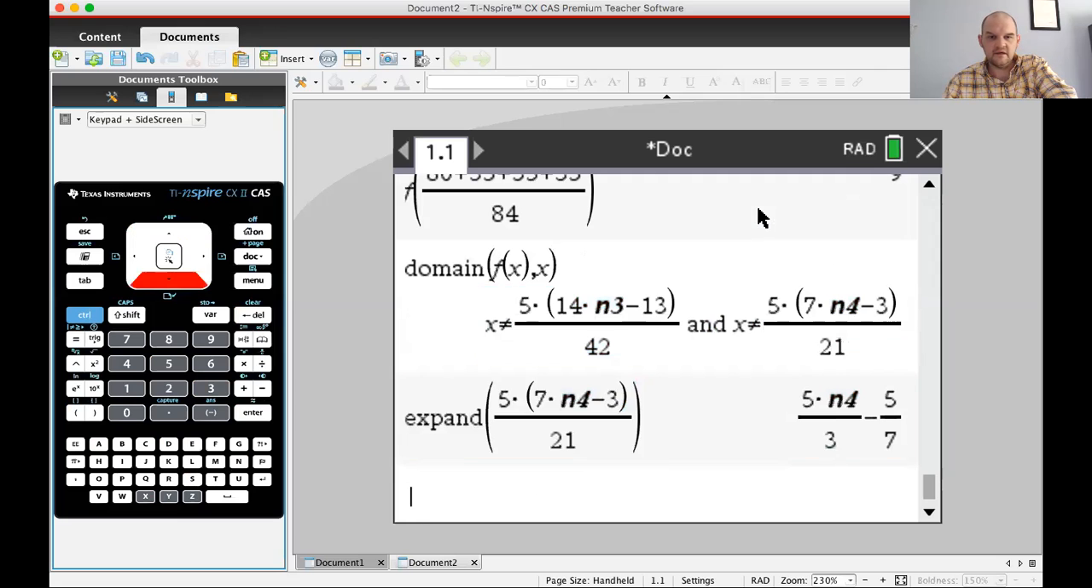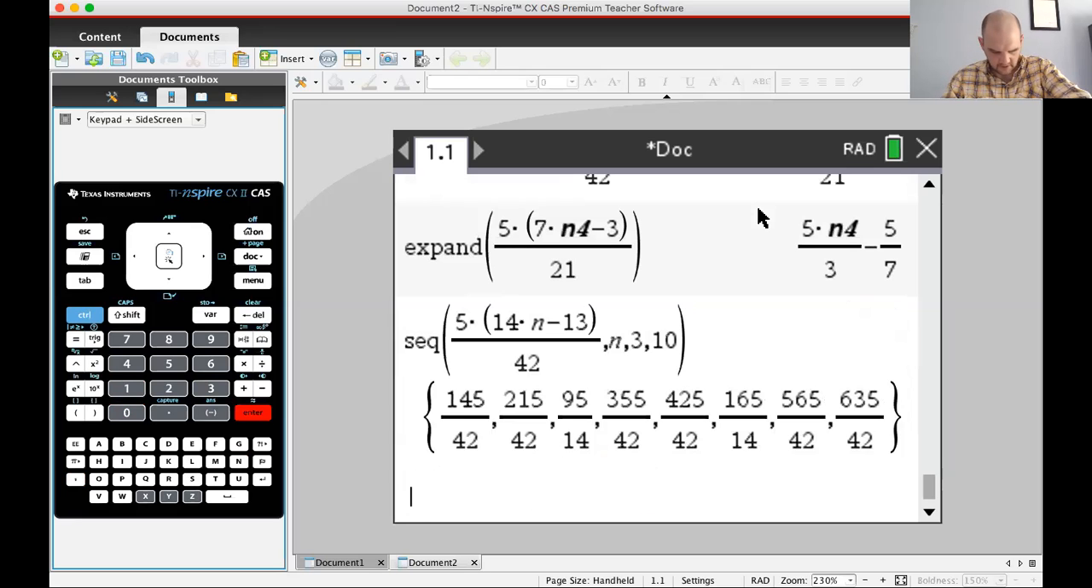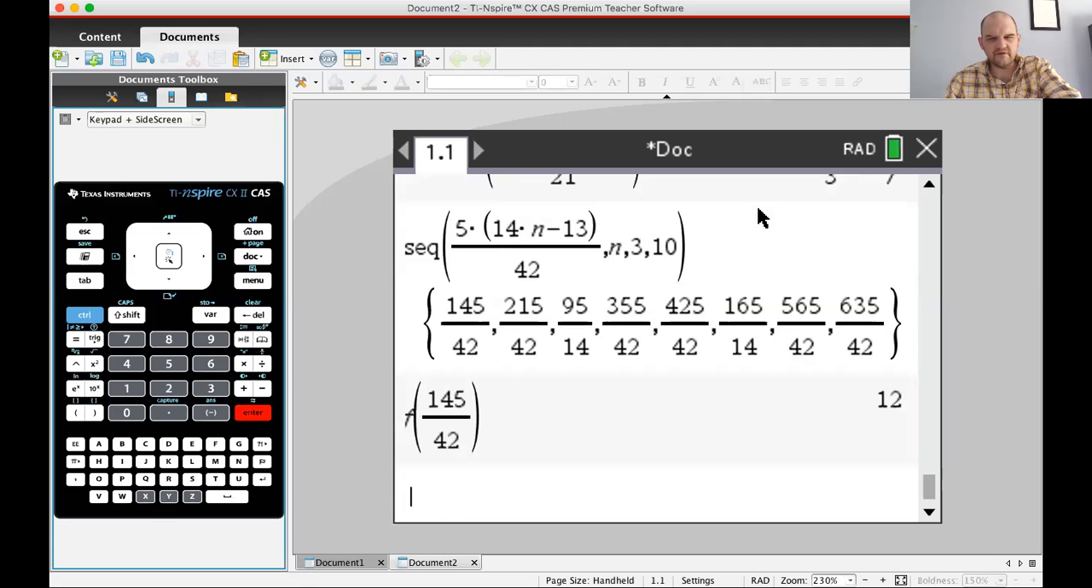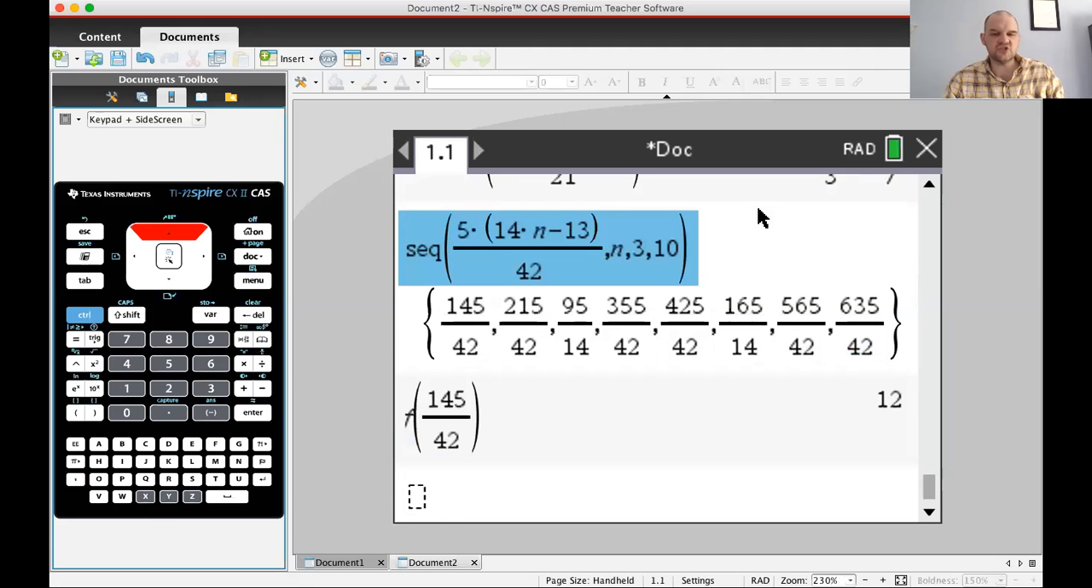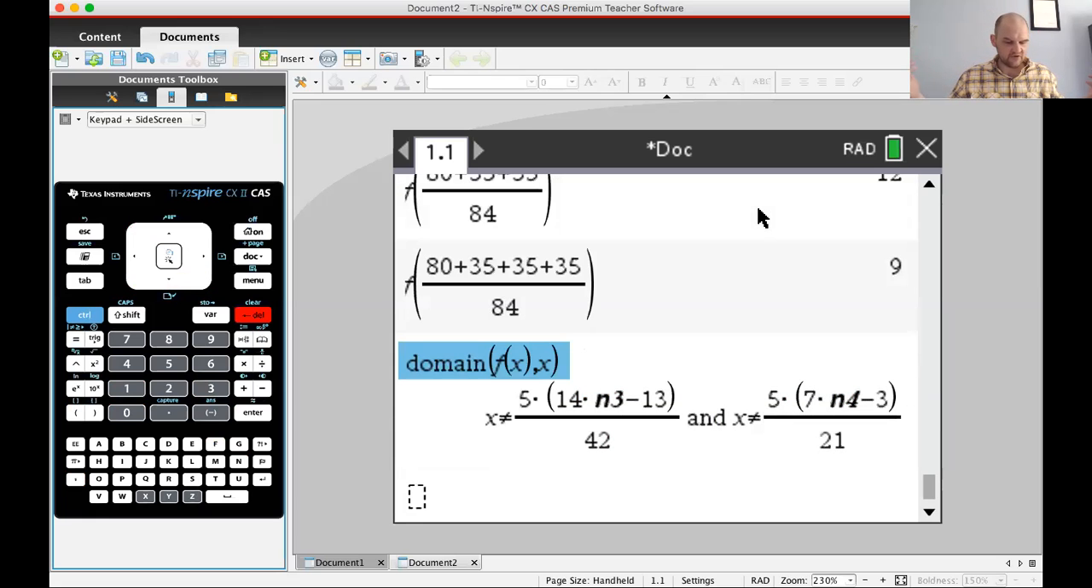Let me do this. Let me do sequence. So the second one is the one that we found. Let me just change this to n. Let's do n, 3 to 10. So what are these? Let me do f of this 12. I don't know what it's doing there. That's extraneous, and it doesn't give you any kind of warning. So watch out for that, I guess. But that's interesting. I've never run into that before. It gave me an extraneous domain for a cotangent, and I don't really know why.